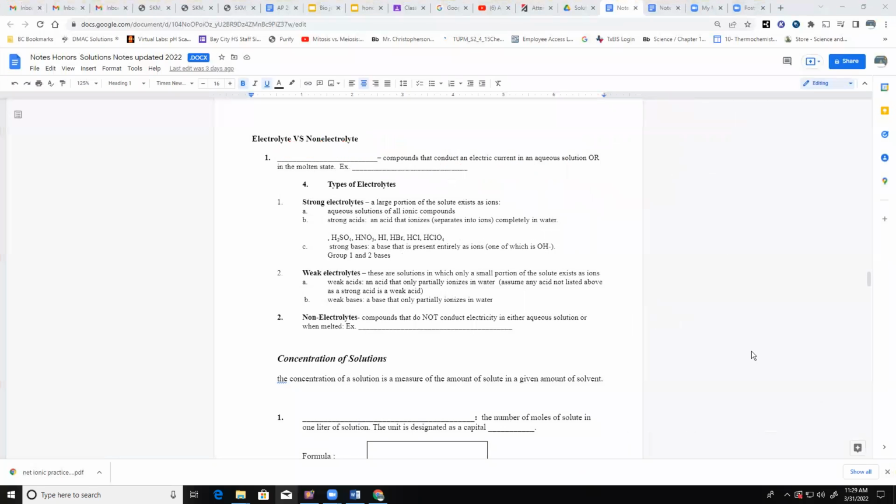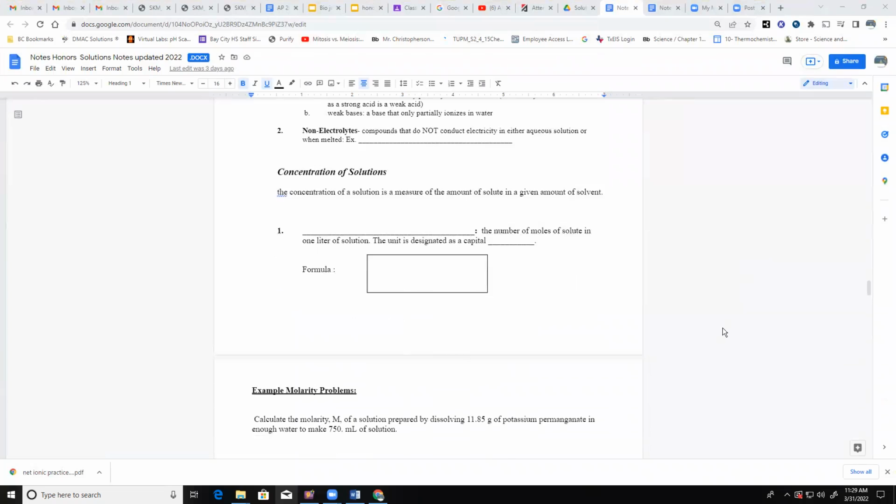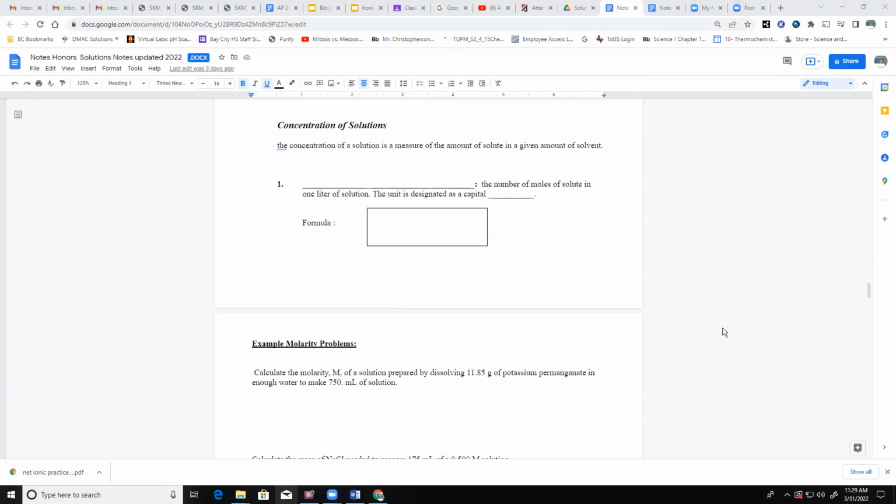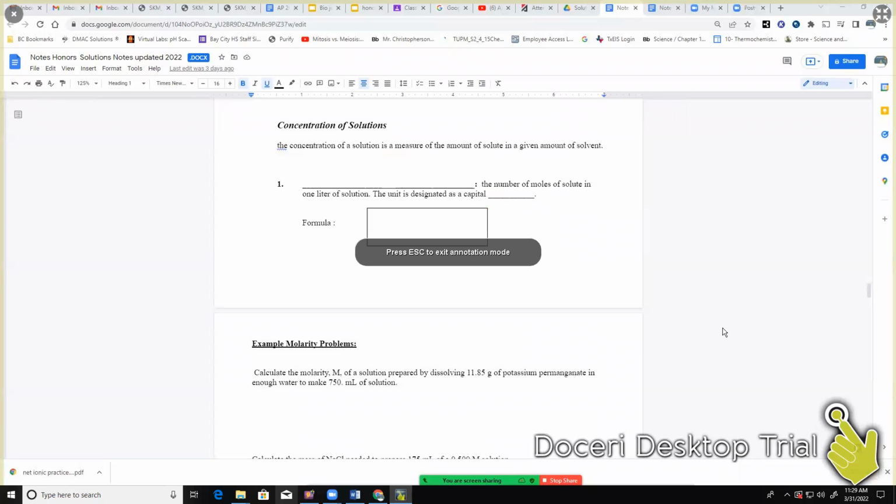So today we're going to talk about molarity, which is kind of the most common way that solutions are measured. So when we're talking about getting the concentration of a solution, we're looking at how much solute is in a given amount of solvent or a given amount of solution. And the most basic way that that is talked about is something that is called molarity. So that's the number of moles of solute in 1 liter of solution, and a capital M.